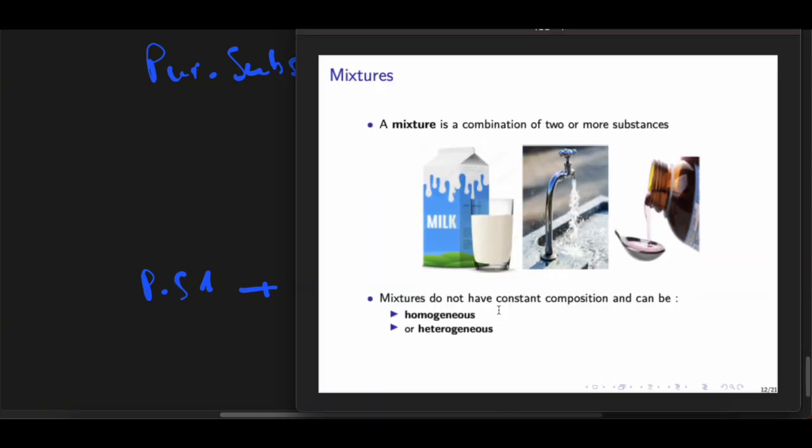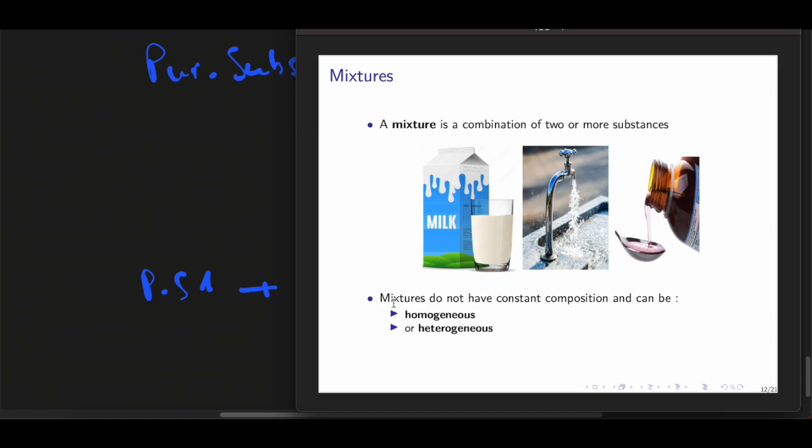So a mixture, what is it? It is just a combination of 2 or more substances. We can give different examples of mixtures. For example, milk, which is composed of water, proteins, calcium, and others. Also tap water, which is water and minerals and other substances. Or syrup, or liquid medicine, which is composed of the active ingredient and excipients. So all these are mixtures.